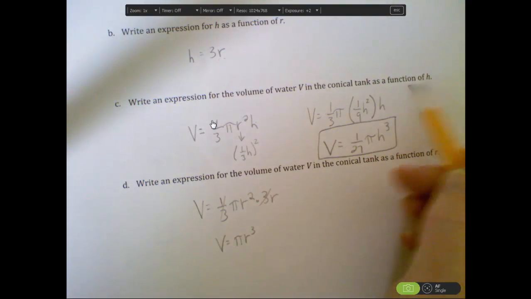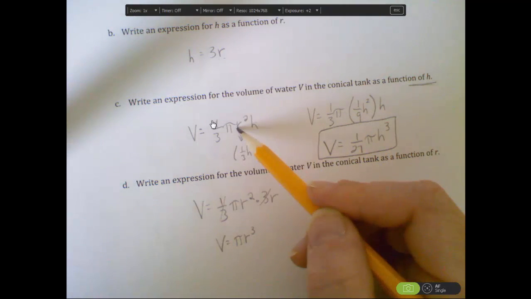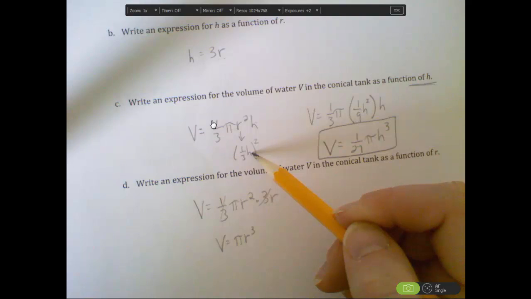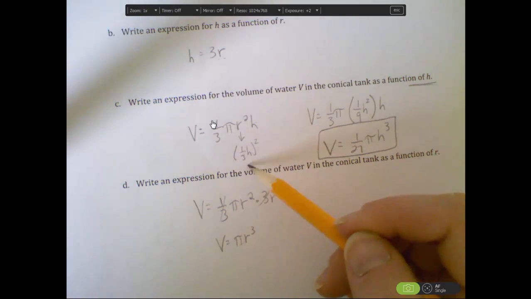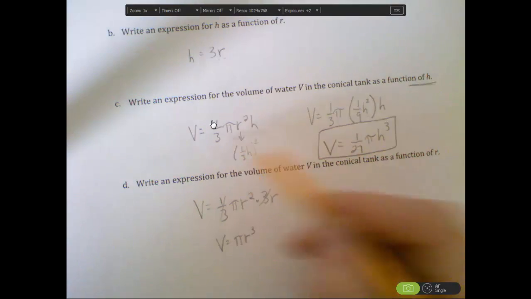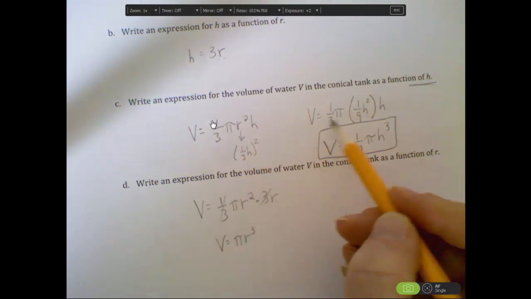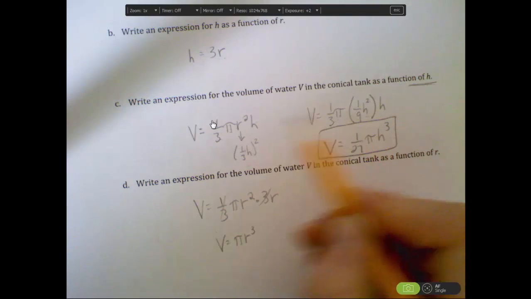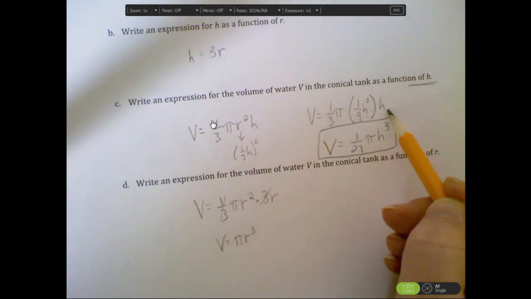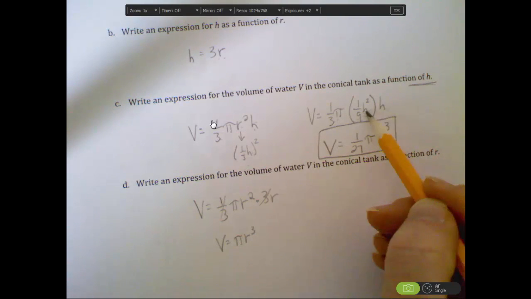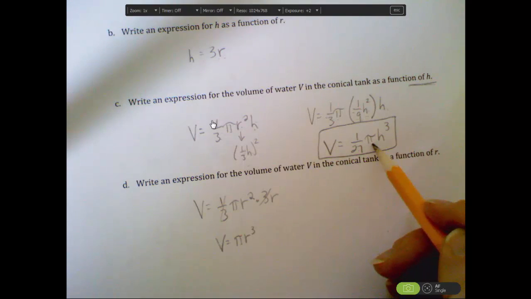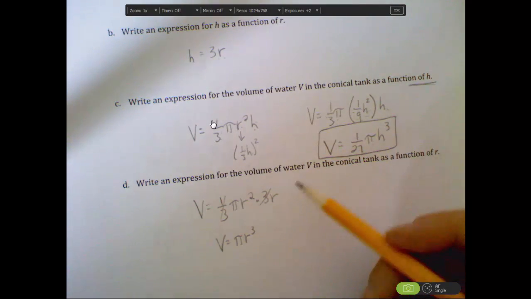But we only want it as a function of h, which means it can't have an r in it. So we have to replace the r with what it's equal to, which is 1/3 h. And then we have to evaluate. Well, when you square 1/3 h, you get 1/9 h squared. So I have the same exact thing written here. I have 1/3, pi, r squared, which I've now replaced with 1/9 h squared, and then h. Multiply the h's, multiply the 1/9 by the 1/3, and your final answer is 1/27 pi h cubed.